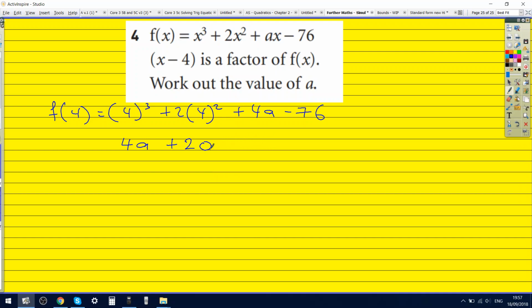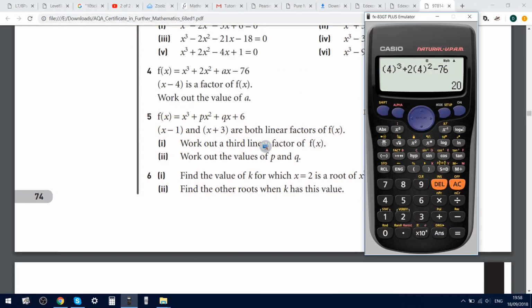Okay, so the x minus 4 is a factor. So that means that the f of 4 must be 0. Fine. So that means that 4a plus 20 is 0, because the f of 4 is 0. 4a is minus 20, so a is just minus 5. That's it. A equals minus 5. Any questions there? Oh, that's good. I got that. So the trick is you sub in 4 and then you make your answer equal to 0 because it's a factor.